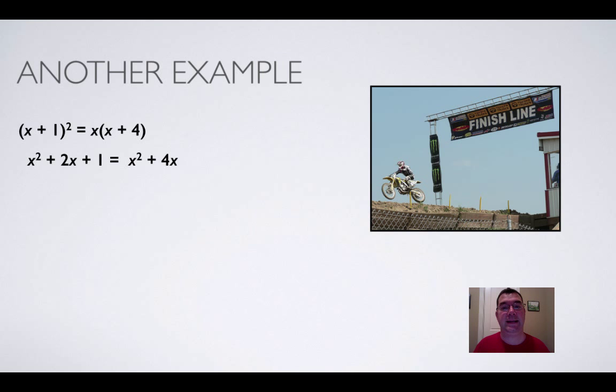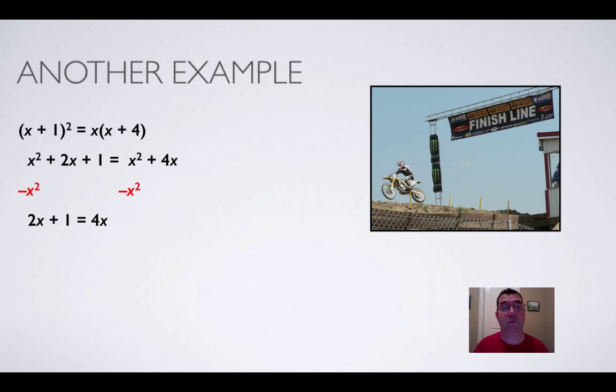On the right side, it is distributive property, so the x gets multiplied by the x inside the parentheses, giving me x squared, and the x gets multiplied by the 4 inside the parentheses, which gives me 4x. Alright, so there's my equation so far. I've got x squareds on both sides, but I've got the exact same number, so those will subtract out. And I will just have 2x plus 1 equals 4x.